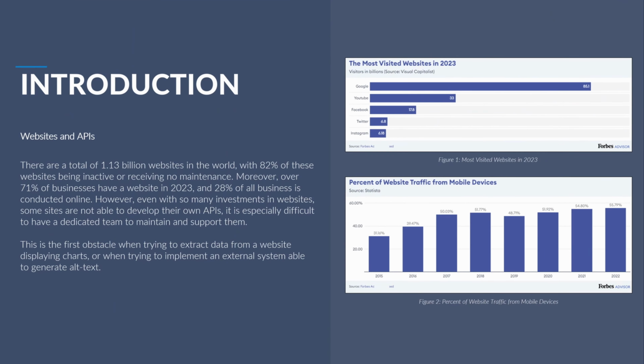As an introduction, according to Forbes, there are a total of 1.13 billion websites in the world, with 82% of these being inactive or receiving no maintenance. This is important because a lot of these websites may include charts with valuable data that, without an API, is unavailable for further processing and analysis. Moreover, individuals with accessibility needs due to visual impairments or color blindness, using text-to-speech systems that cannot parse plots or images, are left at the mercy of available text in the body of the website.